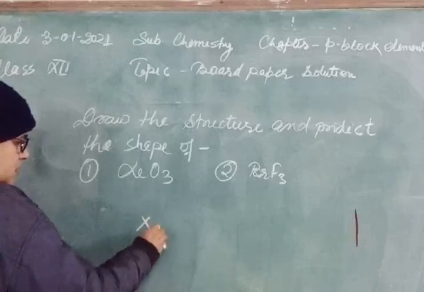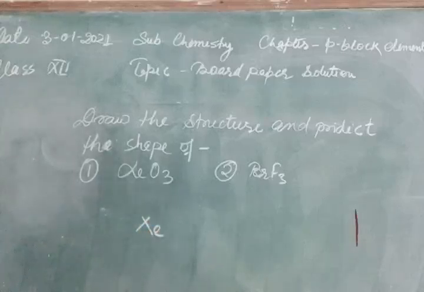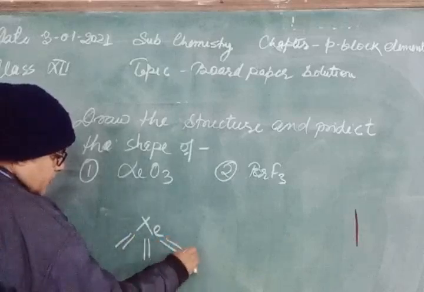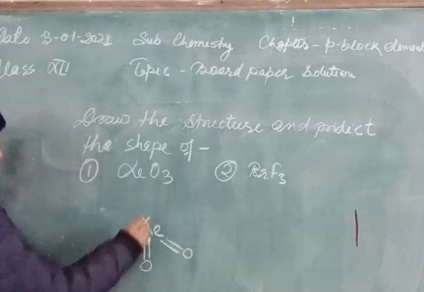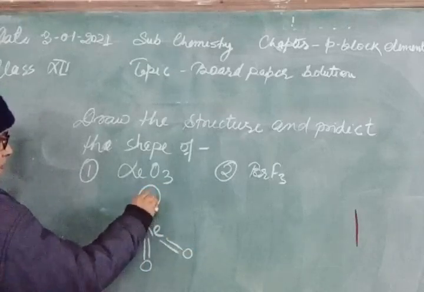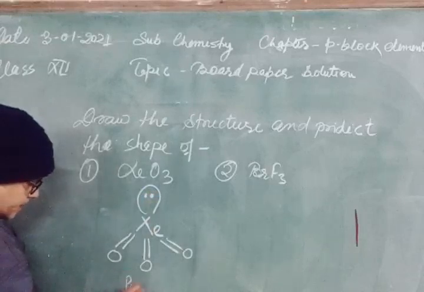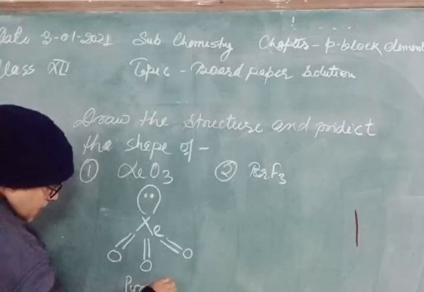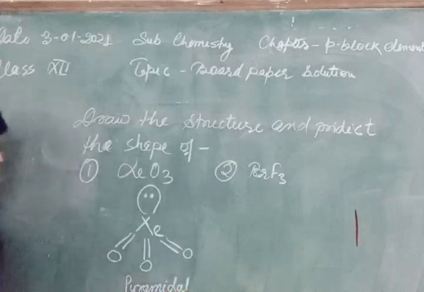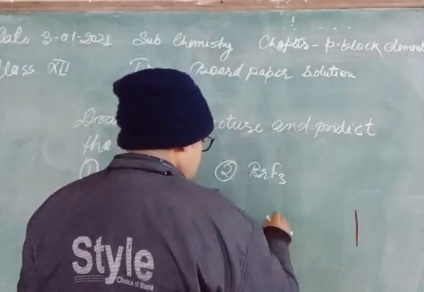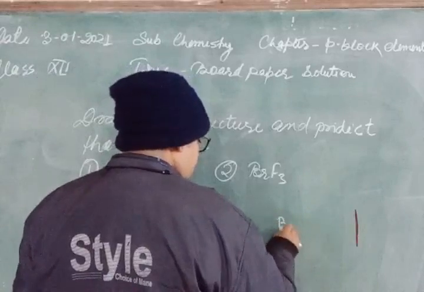As you know, xenon has 8 electrons, in which 6 electrons will be shared with 3 oxygen in the form of coordinate bonds, and 1 pair will be a lone pair. The structure will be pyramidal, or you can say distorted tetrahedral structure. Note down.